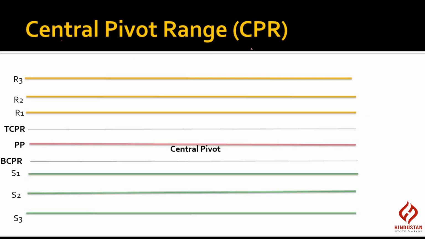Next is the central pivot range, which is popularly known as CPR. Here you can see some pivot points. These horizontal lines represent pivot points, and this one central line is known as the central pivot. One line above the central pivot and one line below the central pivot form a range. That range is known as the central pivot range. The line above the central pivot is known as top CPR, and the line below the central pivot is known as bottom CPR. This works as a strong support and resistance.